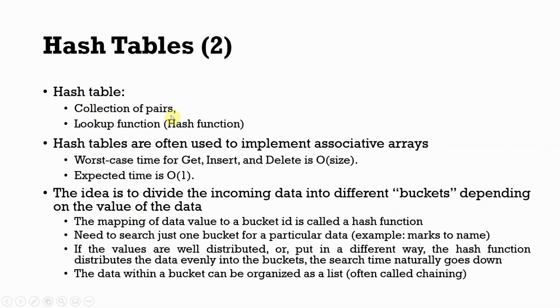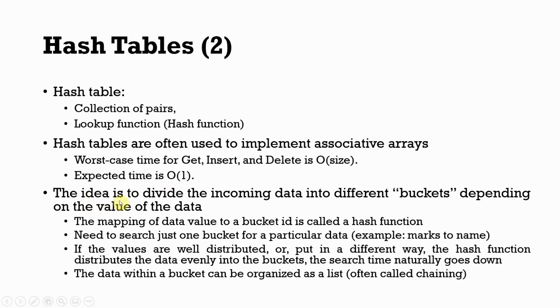So hash tables are basically a collection of pairs, and through a lookup function known as a hash function, the mapping between keys and data locations in the hash table is done. Hash tables are often used to implement associative arrays. The worst case time for get, insertion, and deletion is order of the size of the table, and the expected or average time we want to reach is constant time complexity, order of 1.